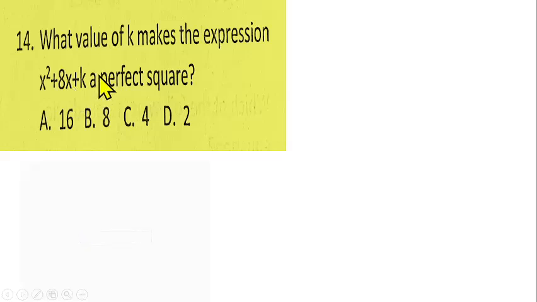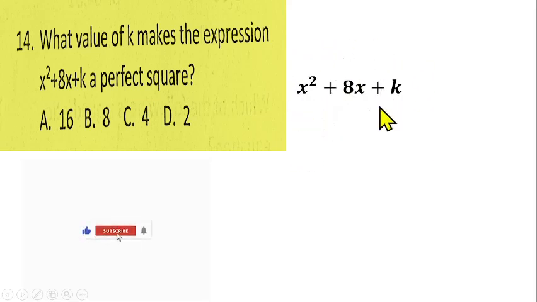Question number 14. What value of k makes this expression x squared plus 8x plus k a perfect square? So that means they're asking you for completing the square. You want to complete the square of this quadratic expression. That's where the completing the square method comes in, and that means you have to add the half and square of the coefficient of x to this expression to make it a perfect square. So you half and square the coefficient of x. What's the coefficient of x here? That should be 8.